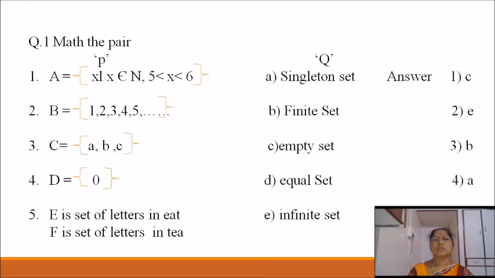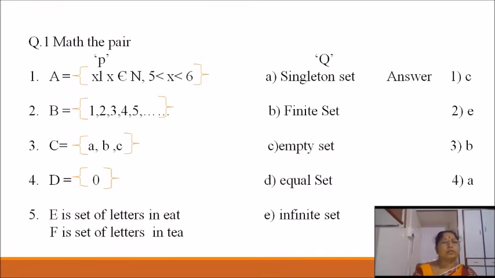That is, the answer of first is C. Now, second, B equals {1, 2, 3, 4, 5, ...}. That is, these are the natural numbers up to infinity. There are infinite numbers in the set B. Therefore, this set is an infinite set. Therefore, the answer of 2 is E.